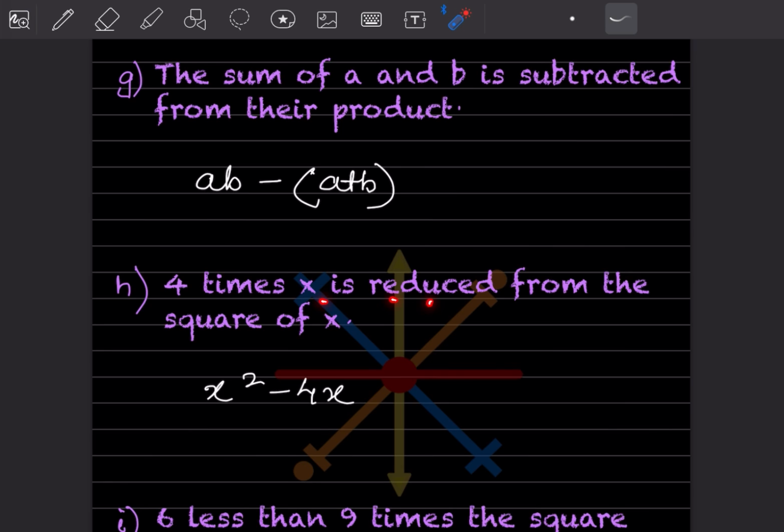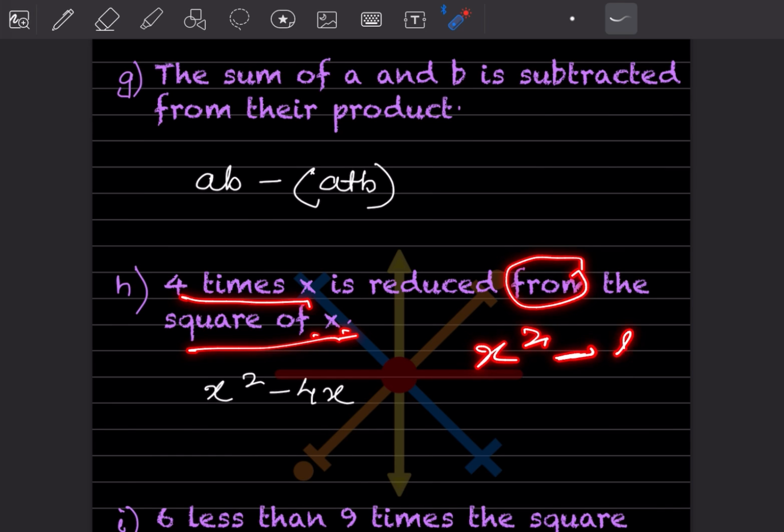4 times x is reduced from the square of x. From square of x will be x square, and reduced means it is going to be minus, and 4 times x will be 4x.